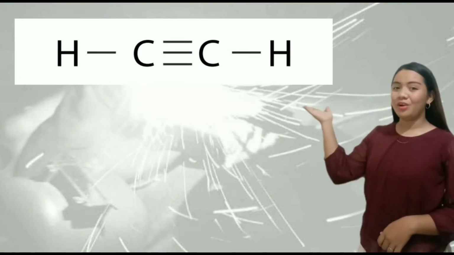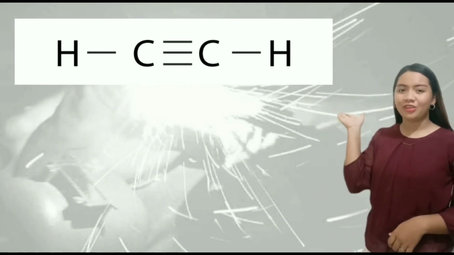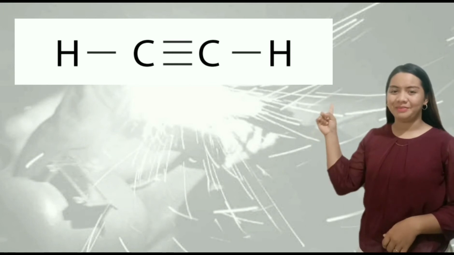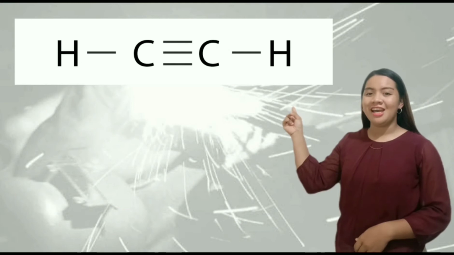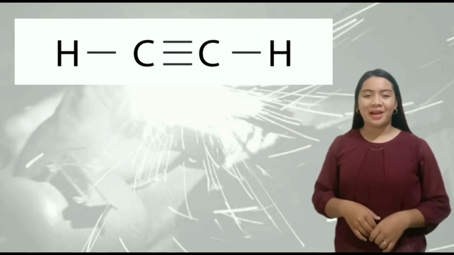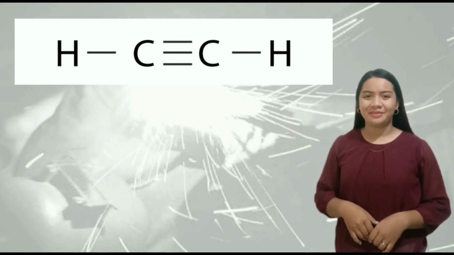Let's observe the structure again. These are the two carbon atoms that are linked to each other by a triple bond. And the two hydrogen atoms take this position such that they are at the maximum distance away from each other.